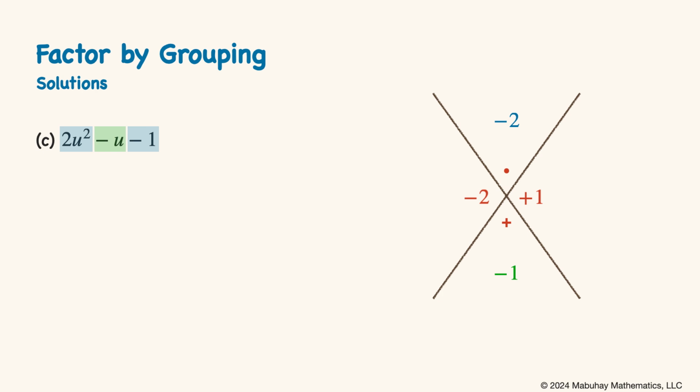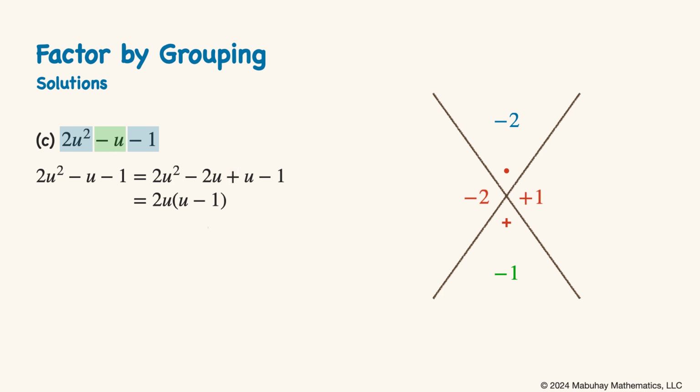And what are we going to do with those magic numbers? We are going to split the middle term from negative u to negative 2u plus u, where again the coefficients on negative 2u and plus u are exactly the magic numbers we found. We're going to factor by grouping, starting with the first pair. There's a common factor of 2u. When we take the 2u out, we're left with quantity u minus 1.